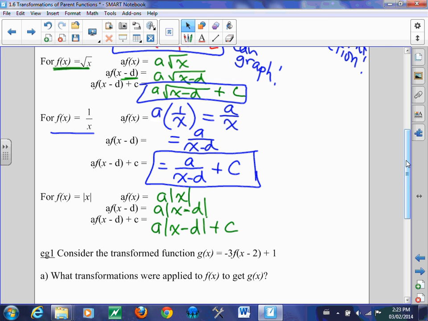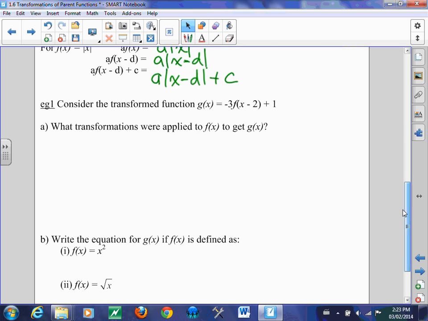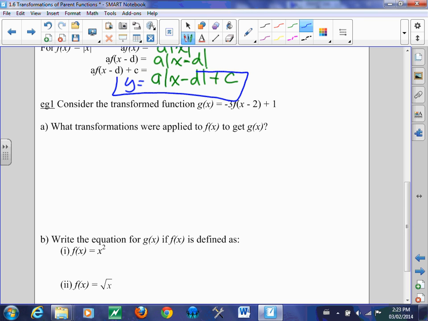All right, let's try this example. And again, sorry, back up the truck a bit for a second. This is something you could graph. Y equals, once those values were in, i.e. what if we replace the a, d, and c with different values, we could graph that transformation. All right? So, example 1, consider the transformed function of this value. And I apologize, I'll just fix that so you can read it.